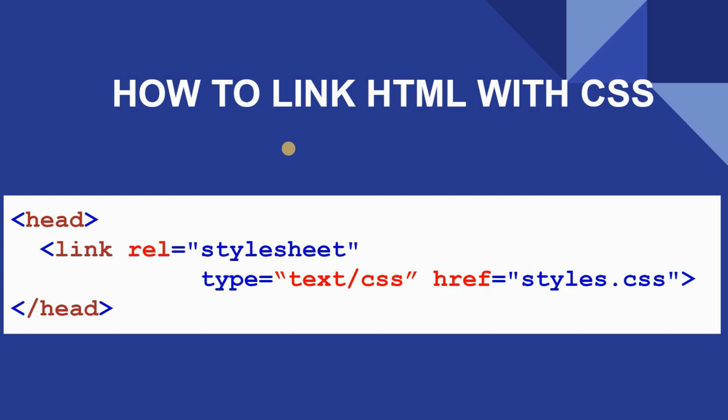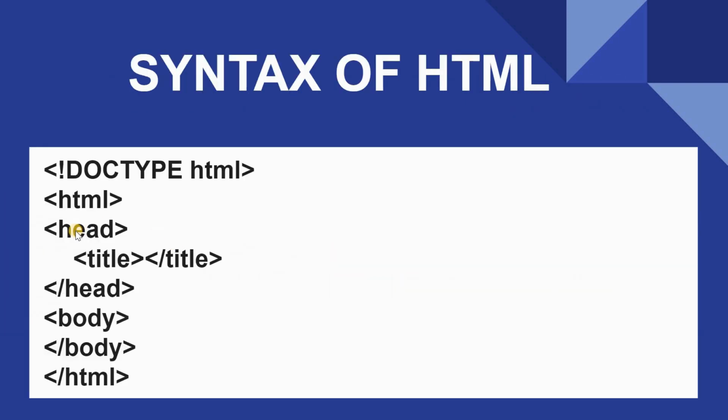Okay, so we have to join that .html file with .css file, and it is done with the help of this link rel equal to stylesheet, type equal to text slash css, and href equal to styles.css, and this is the name of that css file that we want to link with that html file. Okay, and this will be written inside the head tag, and this head tag will be written inside the html tag, right? So here we will write that head tag and we will link that within this head tag.